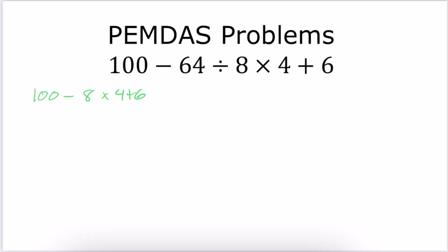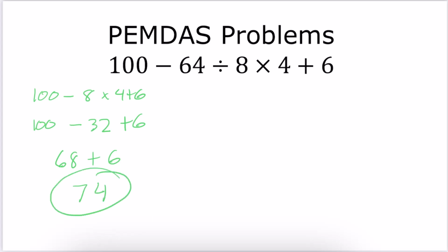And then you would simplify the multiplication, which would give you 32 when you do 8 times 4. So you get 100 minus 32 plus 6. And then you do addition and subtraction from left to right. So 100 minus 32 would give you 68, I think. And then you add 6 to that. And when you do 68 plus 6, that gives you 74. So this would be the correct answer with PEMDAS.